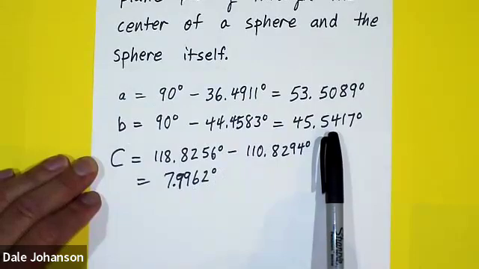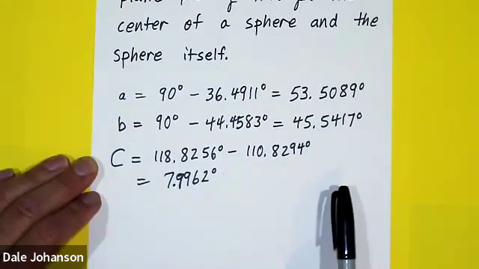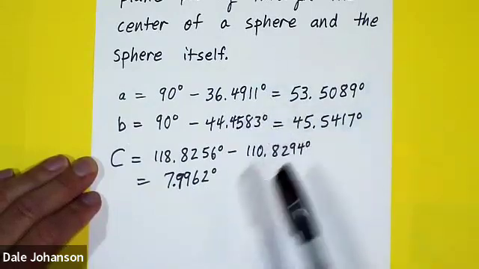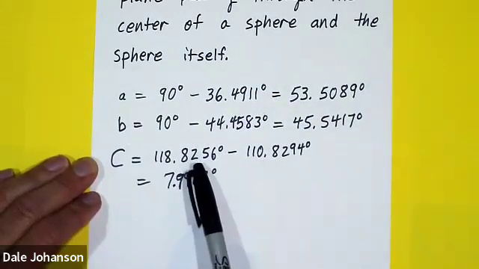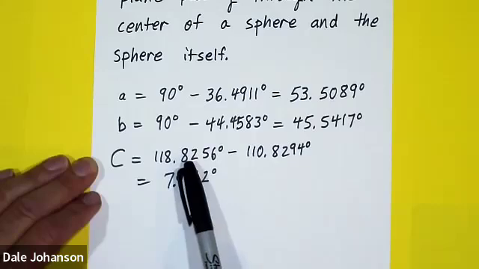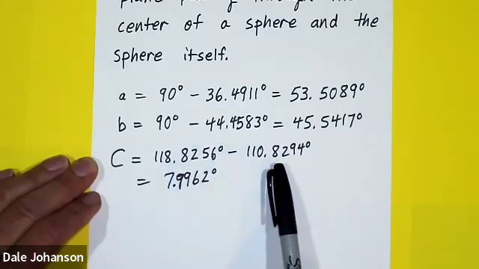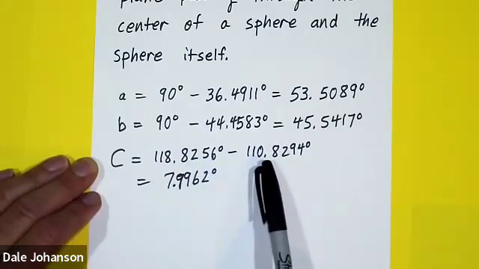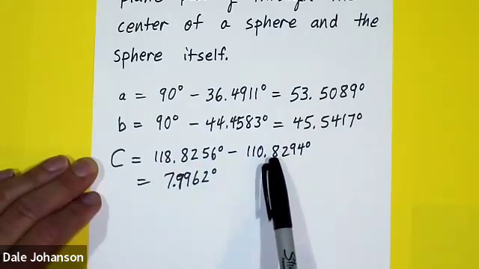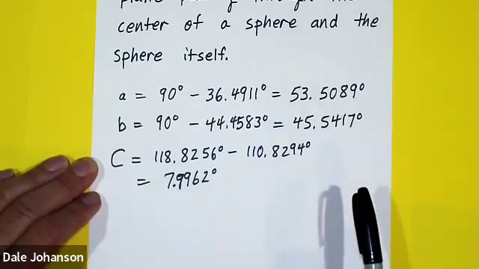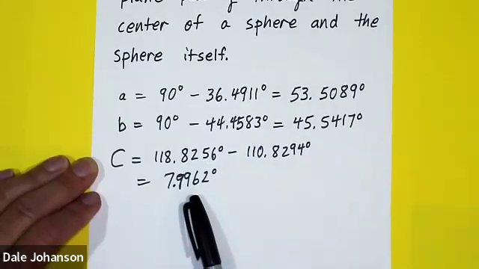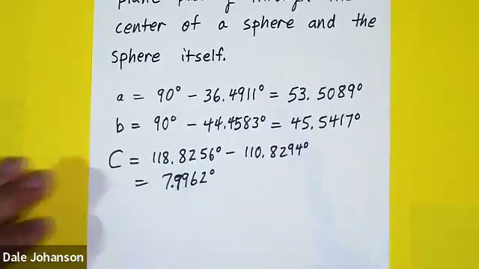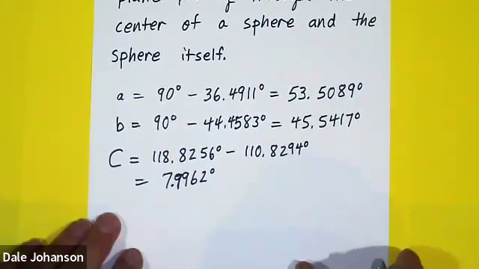We find B in a similar way. And then C, how do we find C? Well, these use the latitude. This is the difference of the longitudes. Notice I have the greater value minus the lesser value. We could look at the absolute value of the difference here. We could take this value minus this, look at the absolute value. Either way, we get to this angle measurement of 7.9962.